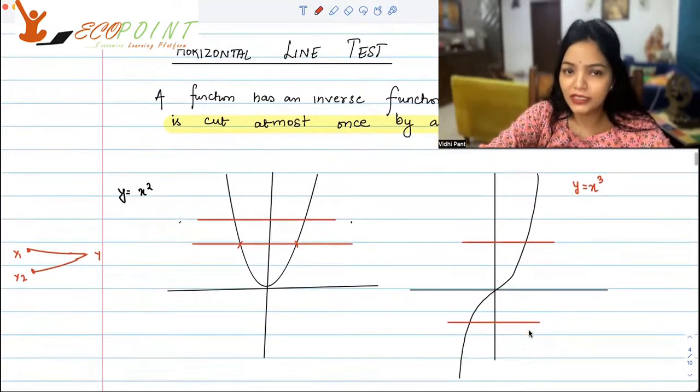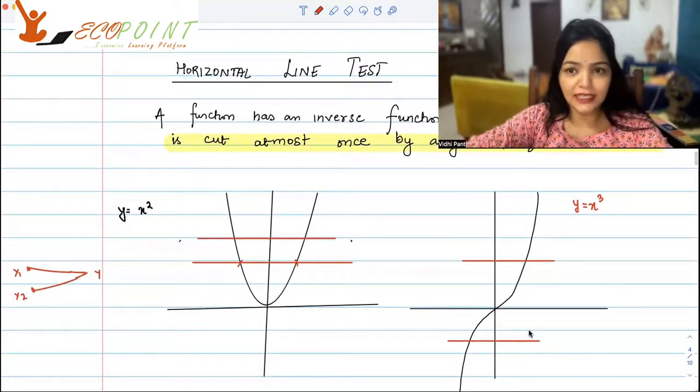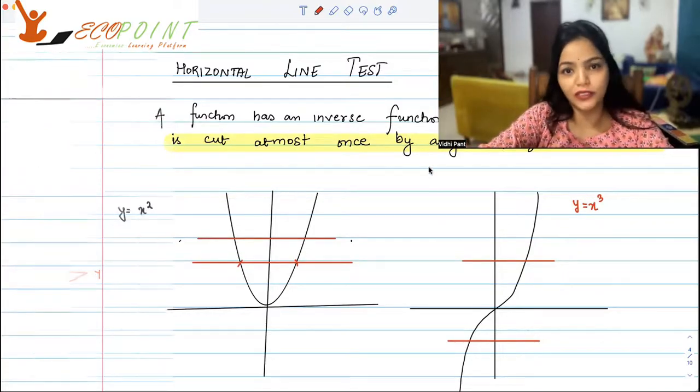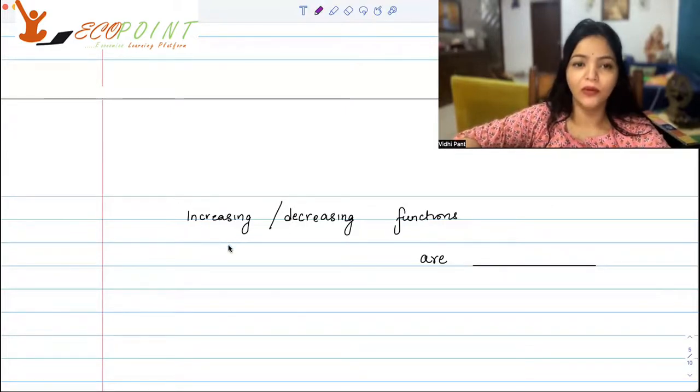Okay, so this is called the horizontal line test. Just like you use the vertical line test to check whether f is a valid function or not, you use the horizontal line test to figure out whether you will have an inverse for this particular function or not. If you have understood the concept that I've been talking about right now, then I think you can answer this question, or you can fill this blank. Increasing or decreasing functions are invertible.